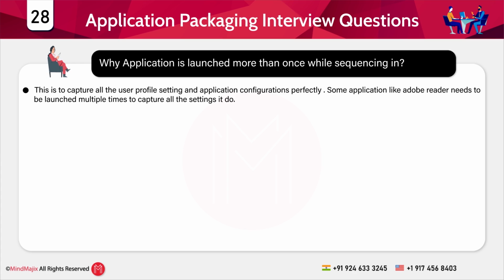Why is the application launched more than once while sequencing? The answer is to capture all the user profile settings and application configurations perfectly. Some applications like Adobe Reader need to be launched multiple times to capture all the settings. So why do we launch multiple times? So that it can capture everything: the user profile settings, configurations, files, folders, registry. That's why we launch it multiple times.